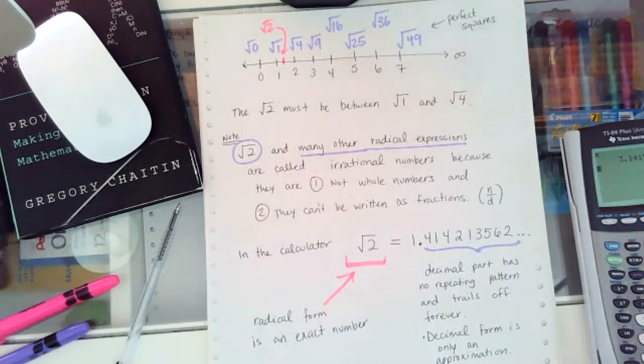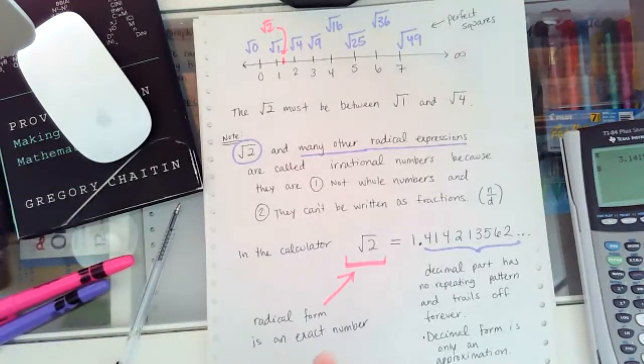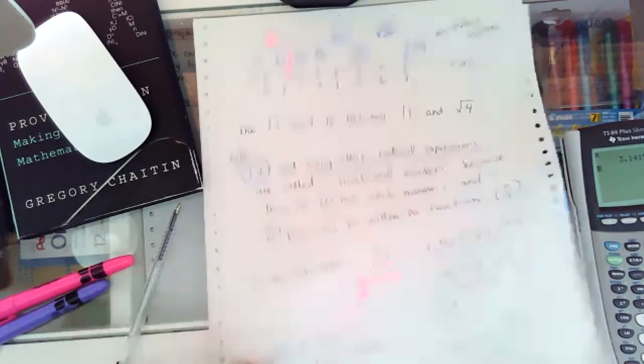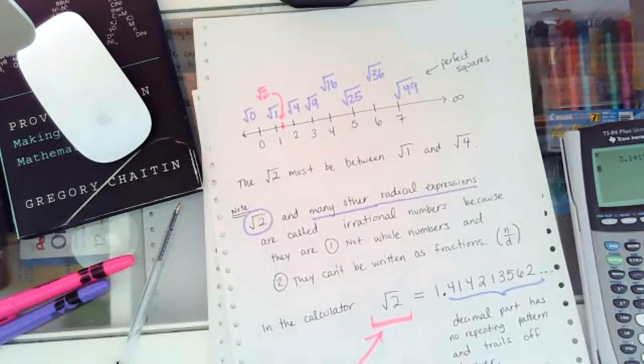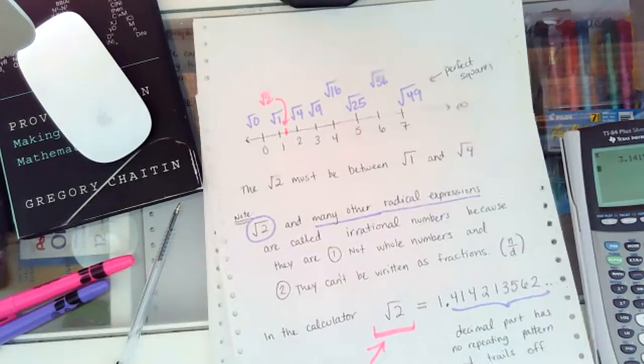Does anybody have any questions about that? It's a little bit weird because we're not dealing with whole numbers here. It turns out that the structure of the number line is a lot more complicated than we originally thought. Okay.